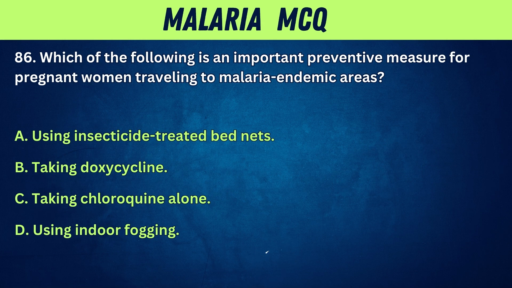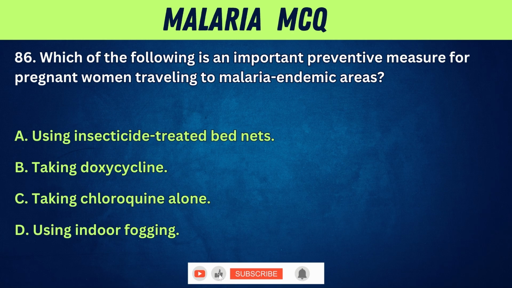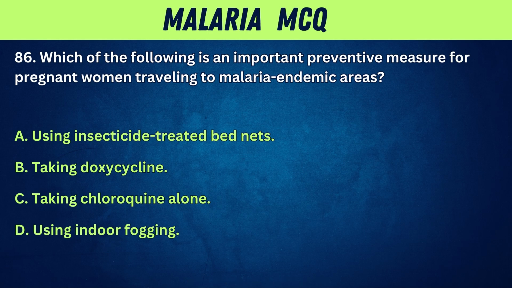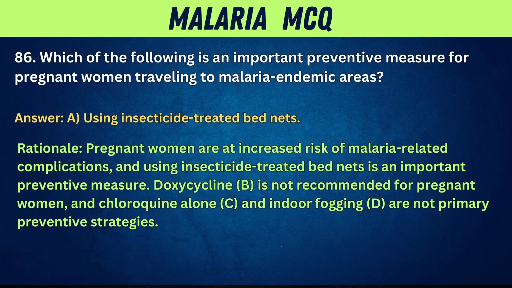86. Which of the following is an important preventive measure for pregnant women traveling to malaria-endemic areas? A. Using insecticide-treated bed nets. B. Taking doxycycline. C. Taking chloroquine alone. D. Using indoor fogging. Answer: A. Using insecticide-treated bed nets. Rationale: pregnant women are at increased risk of malaria-related complications, and using insecticide-treated bed nets is an important preventive measure. Doxycycline, B, is not recommended for pregnant women, and chloroquine alone, C, and indoor fogging, D, are not primary preventive strategies.